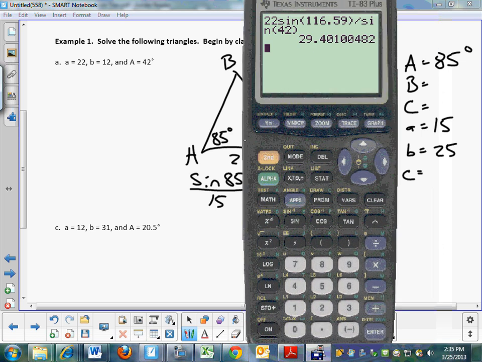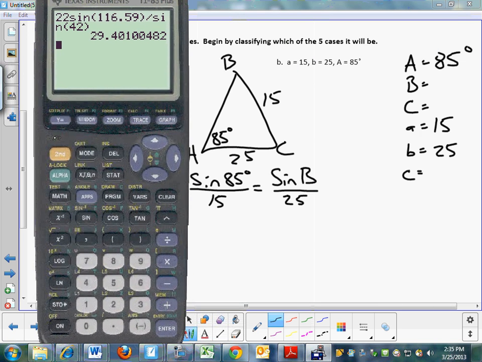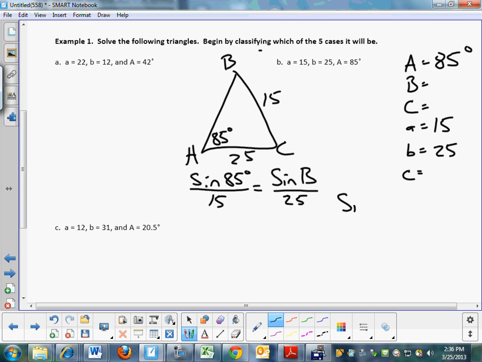Do some cross multiplication. 25 sine of 85 divided by 15 is 1.66. Sine of B equals 1.66. If I inverse, what happens? Yeah, you get an error. No solution. What that tells us is that 15 is too short.